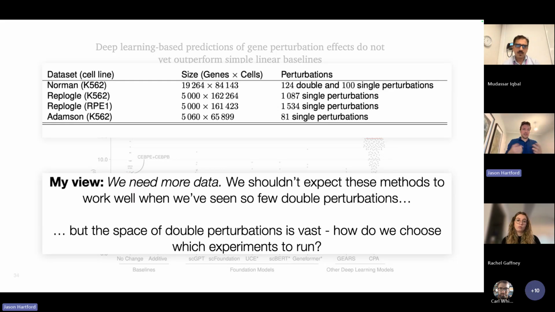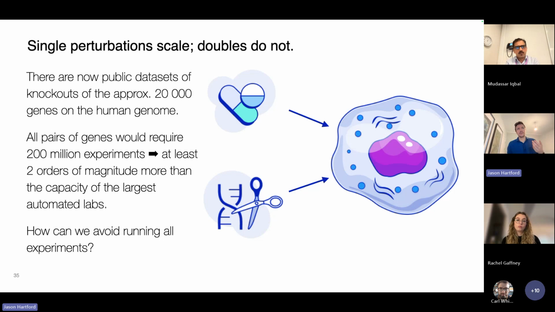That said, the reason we don't have a lot of double perturbation data is that the space of double perturbations is vast, so we need to think about how to choose which experiments to run. To put numbers on this, there are around 20,000 protein coding genes in the human genome. It's increasingly common to get whole genome knockout screens. At Recursion, they do this regularly, where you can screen all 20,000 genes in the human genome. But if you want all pairs of genes, that's on the order of 200 million experiments, which is way larger than any lab can do at the moment, many orders of magnitude bigger than the largest experiments currently being run. So we can't run all pairs of experiments. That's a hopeless task, and we need to be smarter about how to choose.